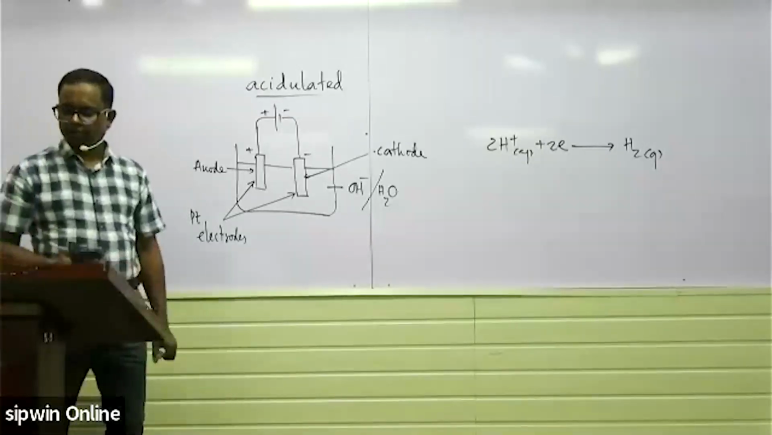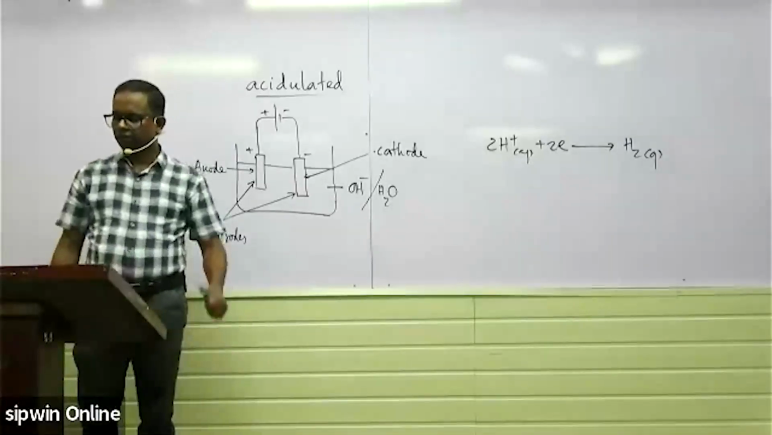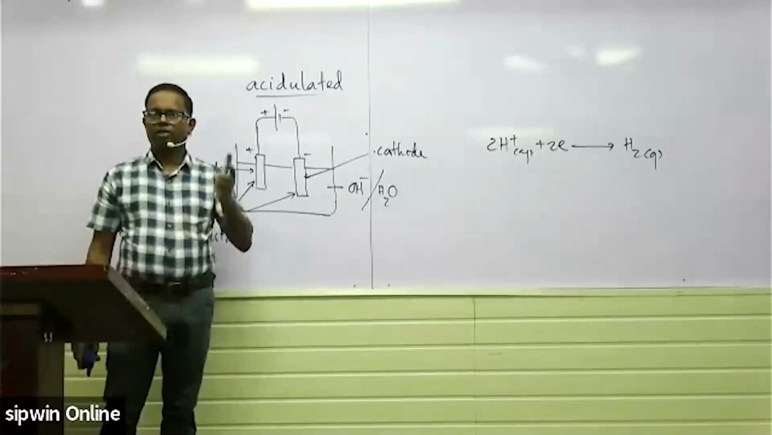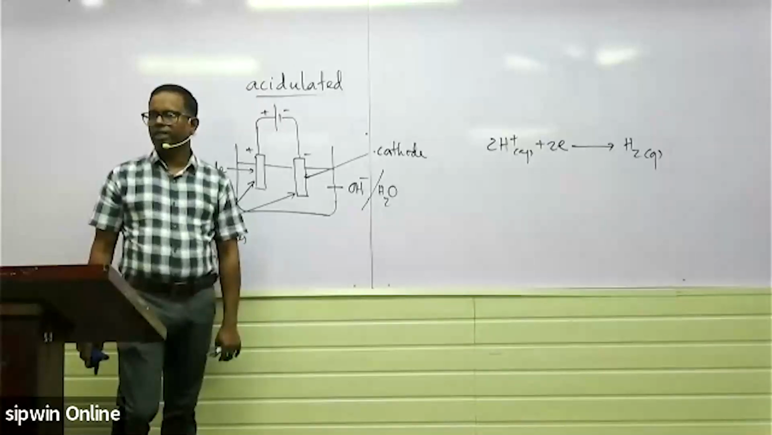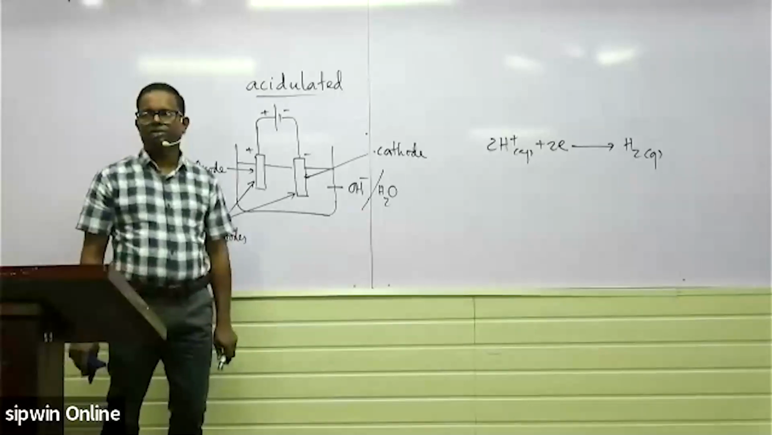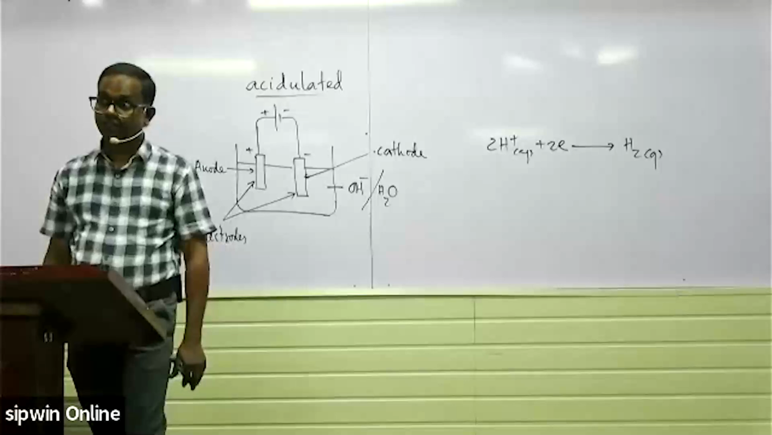Right? In that place, anode reaction. Earlier, we wrote the anode reaction with the water. Now you can write the anode reaction with the OH minus. Why are we writing with the OH minus? Because OH minus concentration is high.